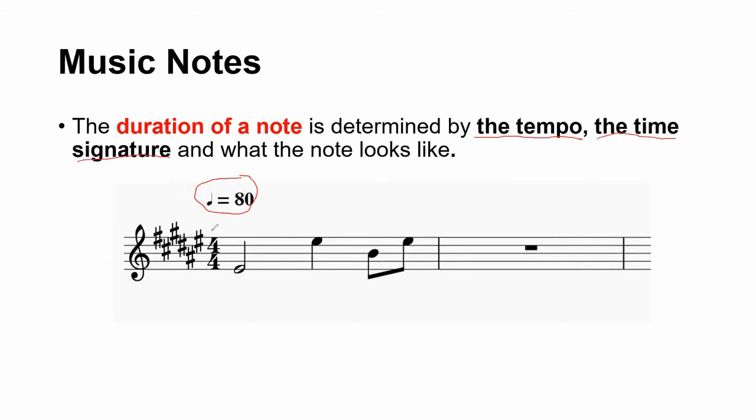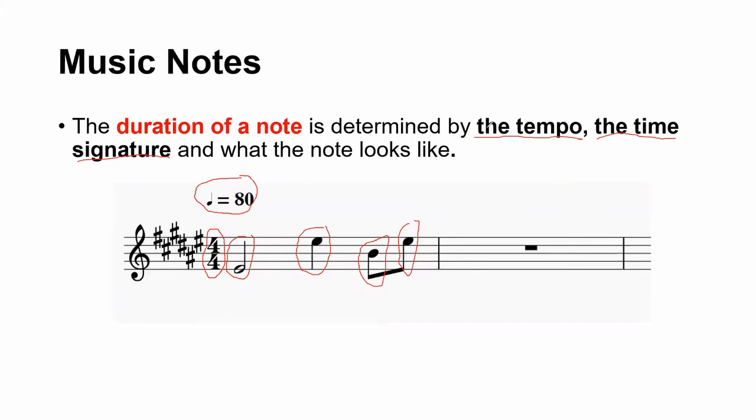If you remember from our first class, this is the time signature. We'll go into detail later as to what the 4 and the 4 mean. And then the duration of the note is also determined by what the note looks like. So you can see that this note here looks different from this note here, which also looks different from this note, or this note. So the way the note looks also tells you the duration of the note, how long the note lasts for.